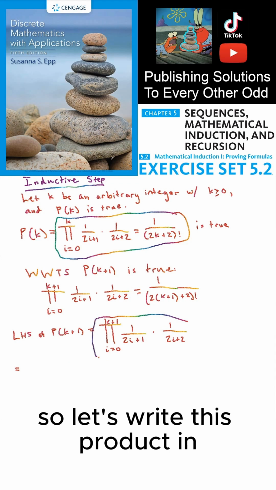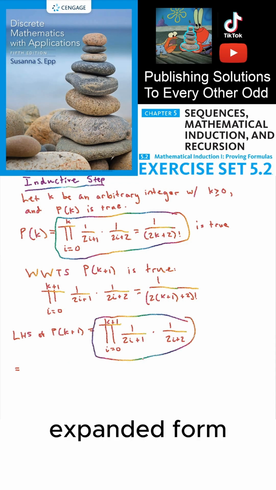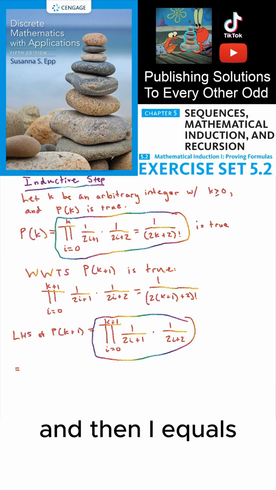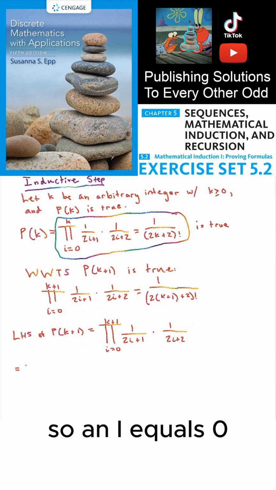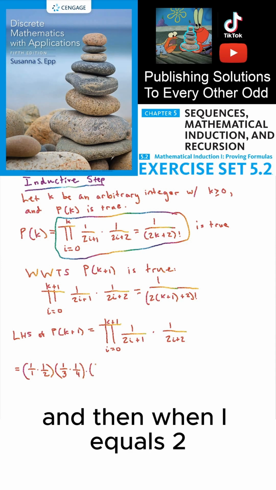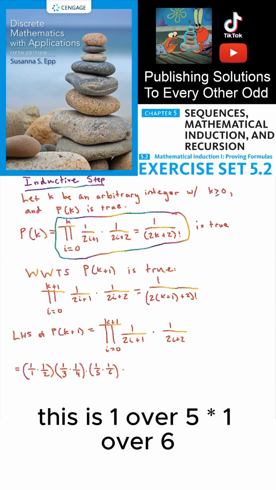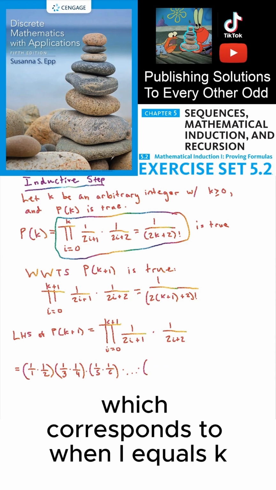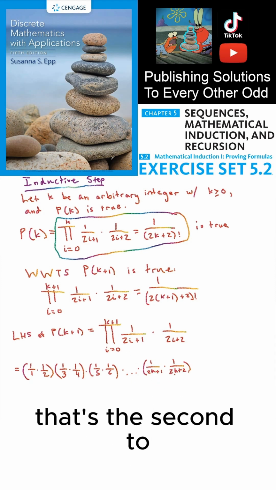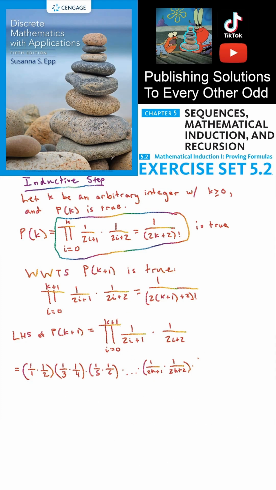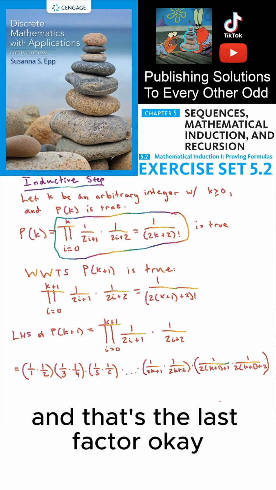Okay, so let's write this product in expanded form. So let's plug in i equals 0, i equals 1, i equals 2, all the way up to i equals k, and then i equals k plus 1 at the very end. So when i equals 0, this is 1 over 1 times 1 over 2. When i equals 1, this is 1 over 3 times 1 over 4. And then when i equals 2, this is 1 over 5 times 1 over 6. And this keeps going all the way till, we'll write the second to last term, which corresponds to when i equals k. That's the second to last term here. The last term corresponds to when i equals k plus 1. So that would be this last factor here, and that's the last factor.